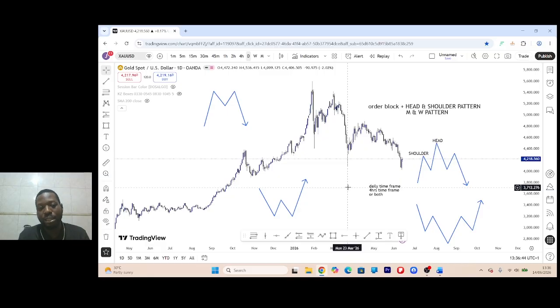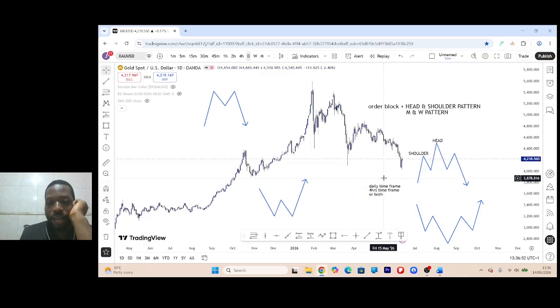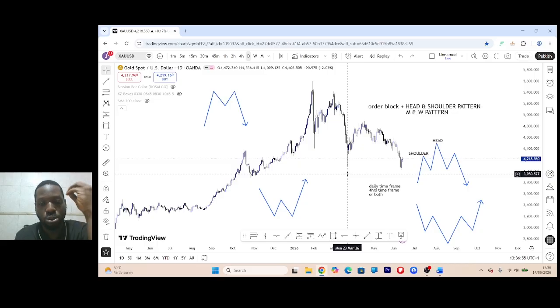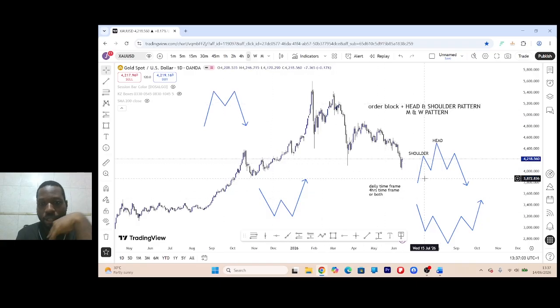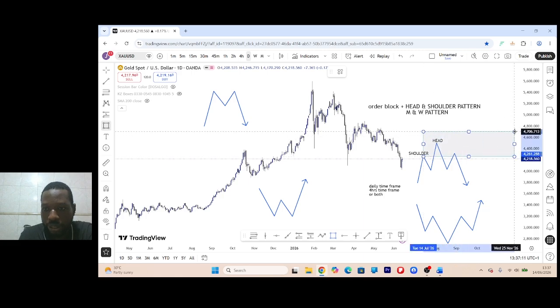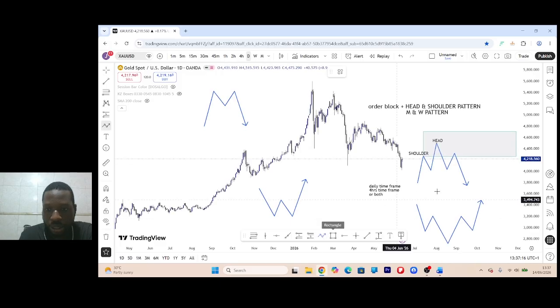If you can't see this pattern clearly, I will not advise you to use that swing low or swing high to draw your order block. For instance, you want to draw your order block using the head and shoulder pattern. So this is how we go. From the shoulder, you draw it, then you go like this. So we're expecting price to come to this side, come here, test this place, and finally move in the other direction.